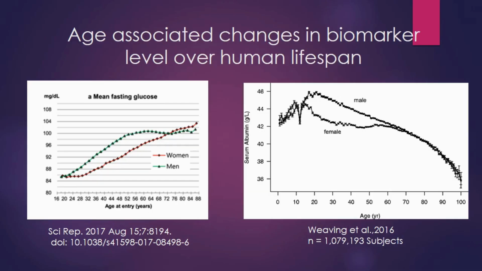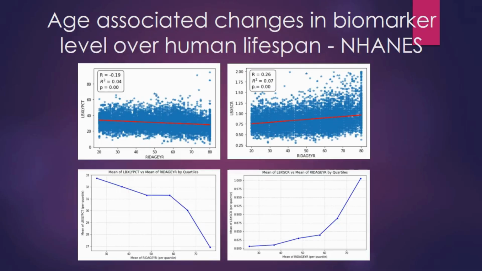Age-associated changes in biomarker level over the human lifespan. This visualizes how average values of certain biomarkers change with age when observed over a large-scale population, displaying graphs where mean fasting glucose increases and serum albumin decreases as people get older.